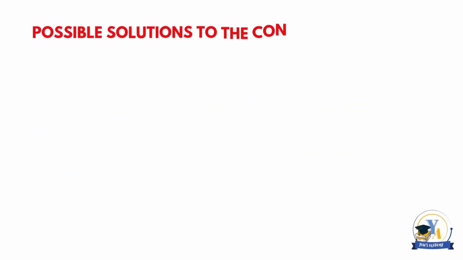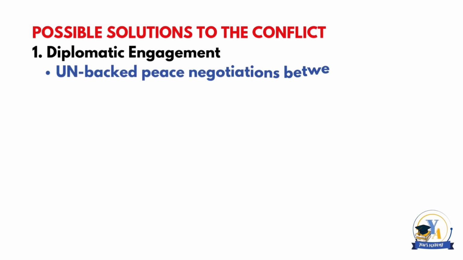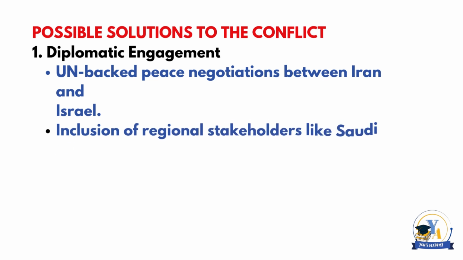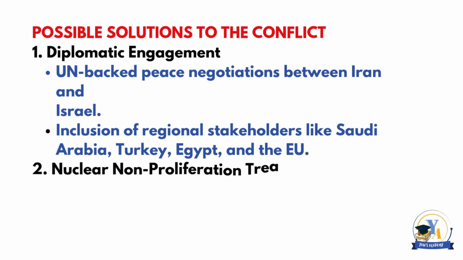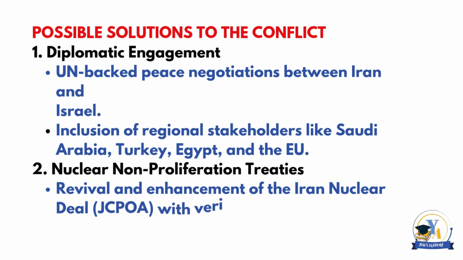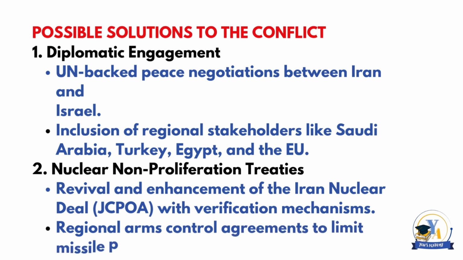Possible solutions to the conflict. 1. Diplomatic engagement. UN-backed peace negotiations between Iran and Israel. Inclusion of regional stakeholders like Saudi Arabia, Turkey, Egypt, and the EU. 2. Nuclear non-proliferation treaties. Revival and enhancement of the Iran nuclear deal, JCPOA, with verification mechanisms. Regional arms control agreements to limit missile programs.